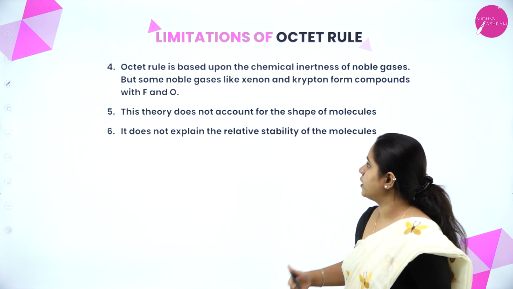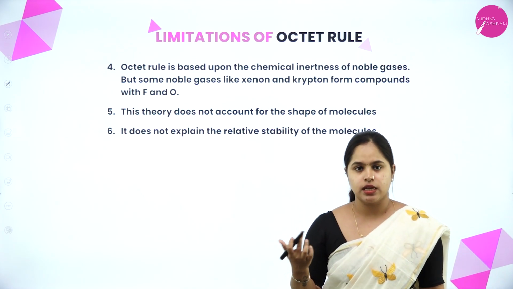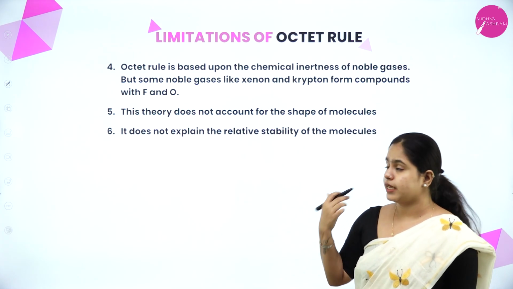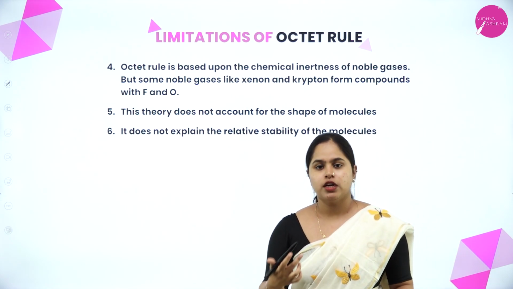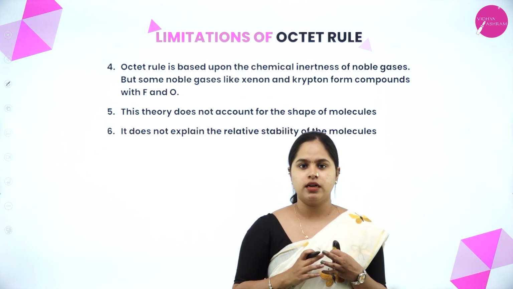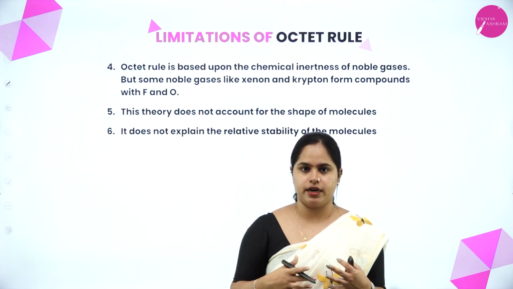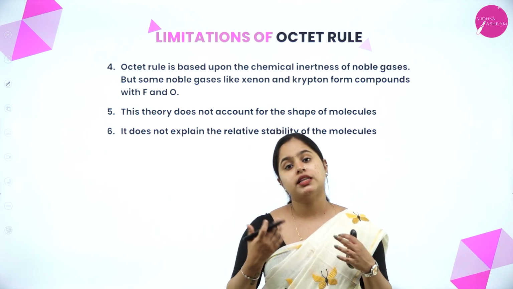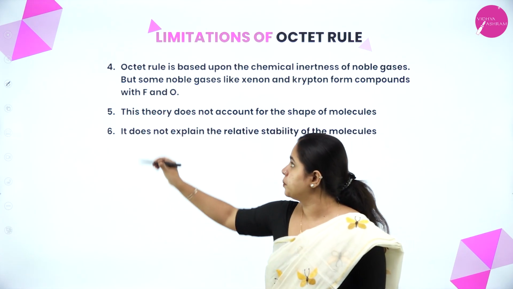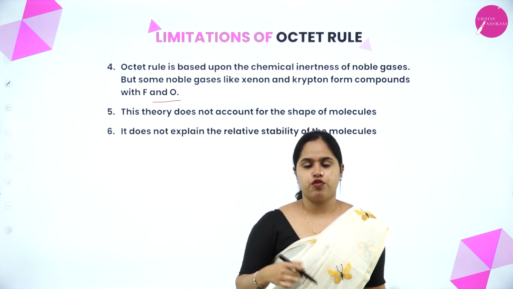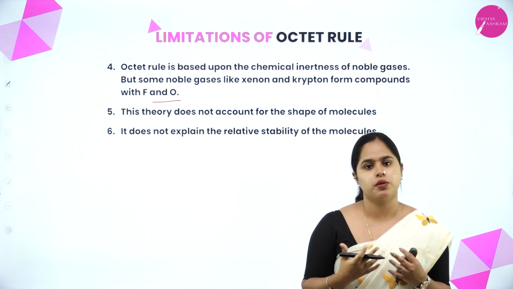Now moving on to the next one, that is the octet rule is based upon the chemical inertness of noble gases. But some noble gases like xenon and krypton form compounds with fluorine and oxygen. In the beginning also we studied that as noble gases have their octet completed already, they are highly stable. But there are exceptions as well. Xenon and krypton combine with fluorine and oxygen and form various compounds. But according to the octet rule, this shouldn't be happening.